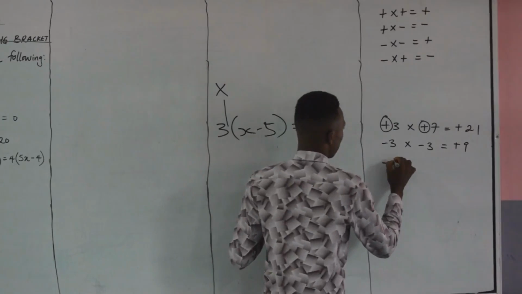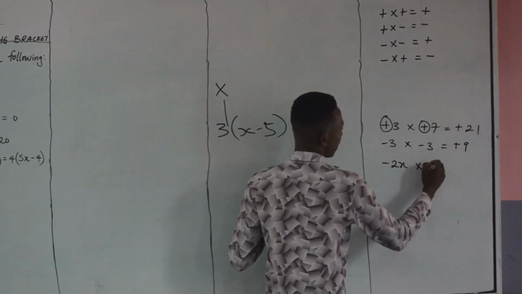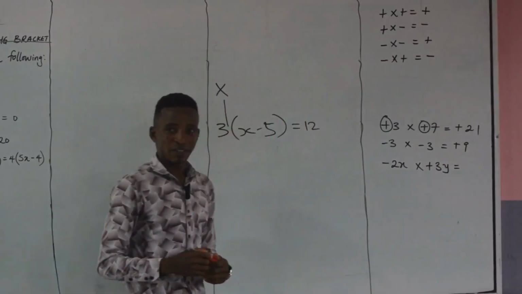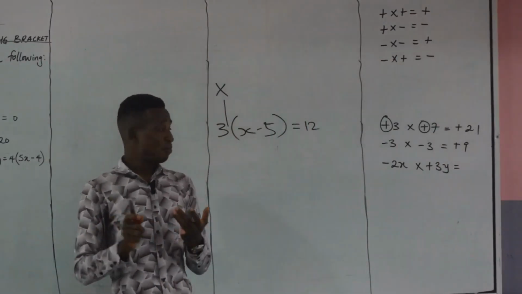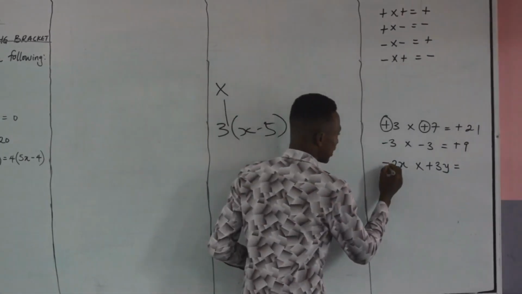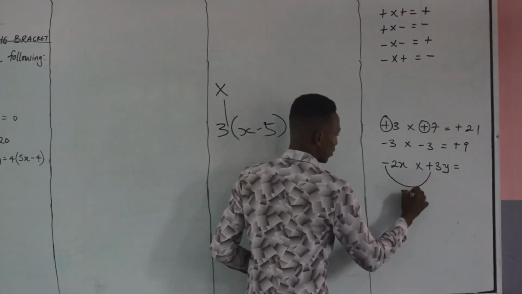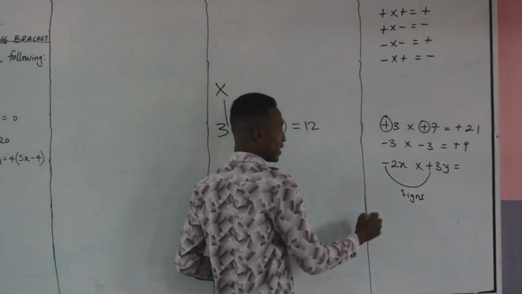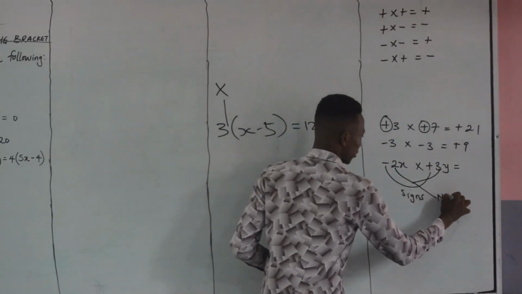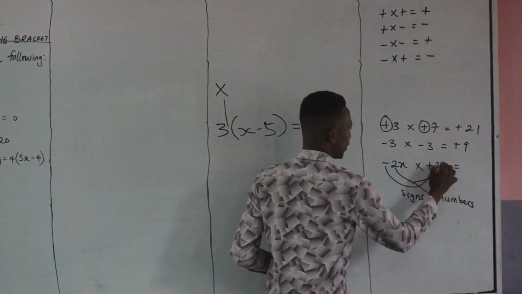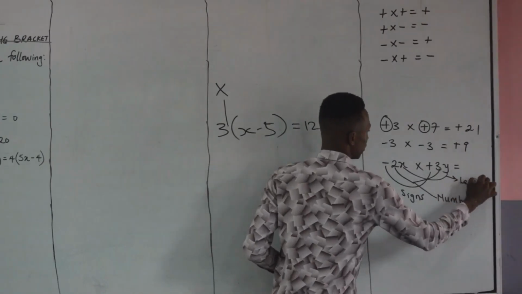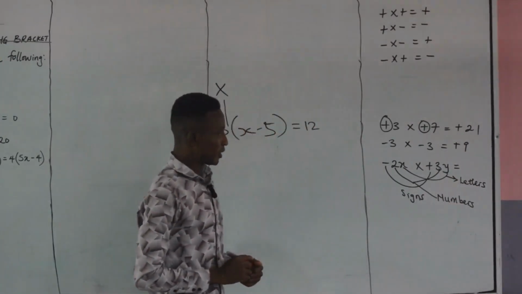Let's say we have minus 2x multiplied by plus 3y. Now, we have 3 different things to multiply there. You have minus 2x multiplied by plus 3y. In this case, let's take the signs first. After taking the signs, then we take the numbers. After that, we now take the letters. Now, look at the 3 things I've done here.